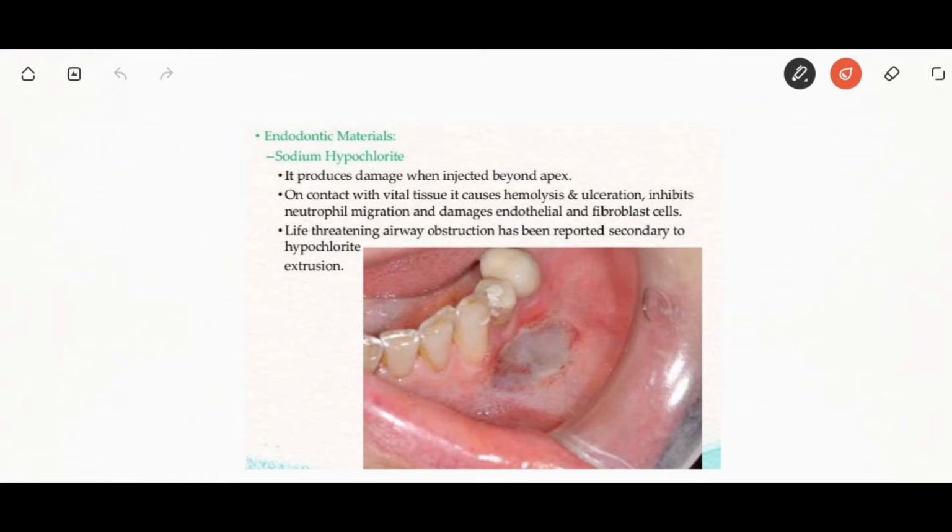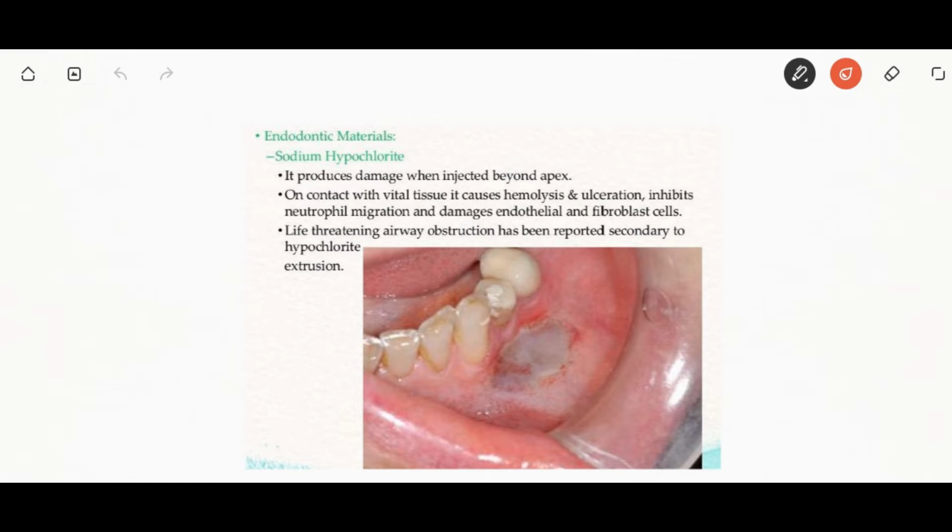Now what are the chemical injuries due to endodontic material? Endodontic material can cause soft tissue damage resulting in deep spread of inflammation, and necrosis may be seen due to usage of some endodontic materials or their injection into the hard tissues. Now let us discuss these materials.